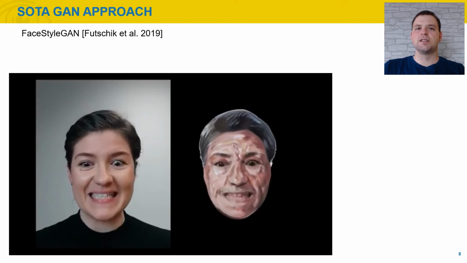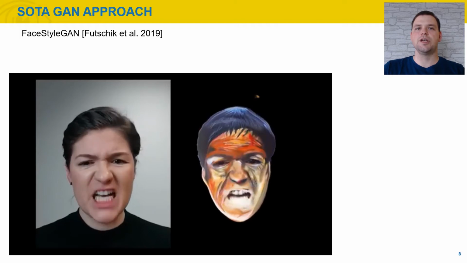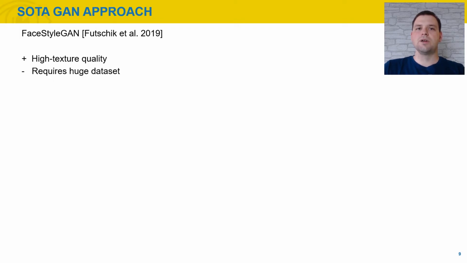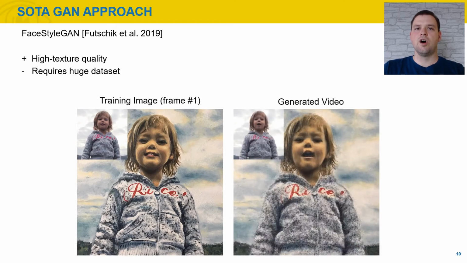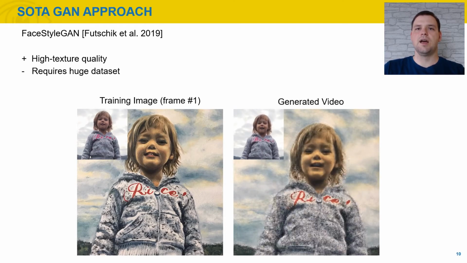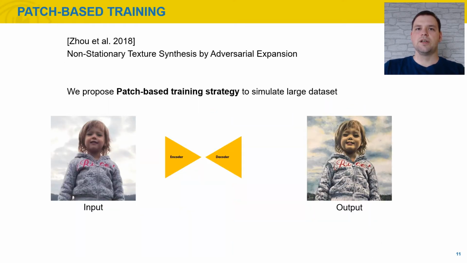To approach this challenging task, we draw inspiration from the recent success of image translation networks, in particular FaceStyleGAN by Futschik and his colleagues. This approach is capable of delivering high-quality stylized results in real time, but it requires a huge dataset for training. When we apply FaceStyleGAN directly on our task, meaning we train the image translation network on a single training pair, the network, of course, strongly overfits to the single training sample, and the results are of poor quality. When exploring the field of deep internal learning, we got inspired by recently published work of Zhou and colleagues, and derived a patch-based training strategy to simulate the large dataset needed by FaceStyleGAN.